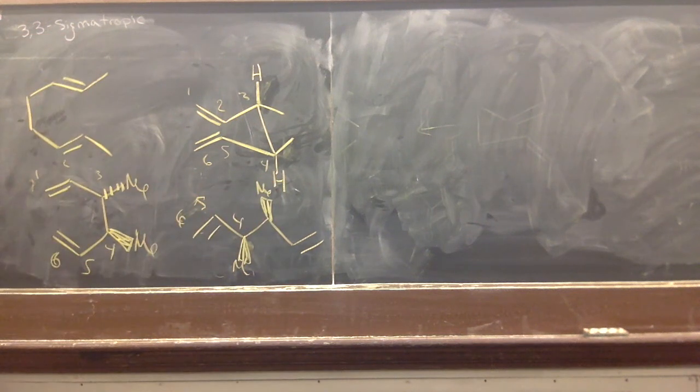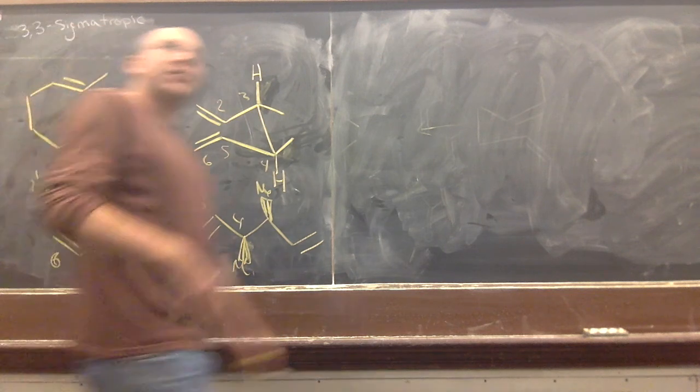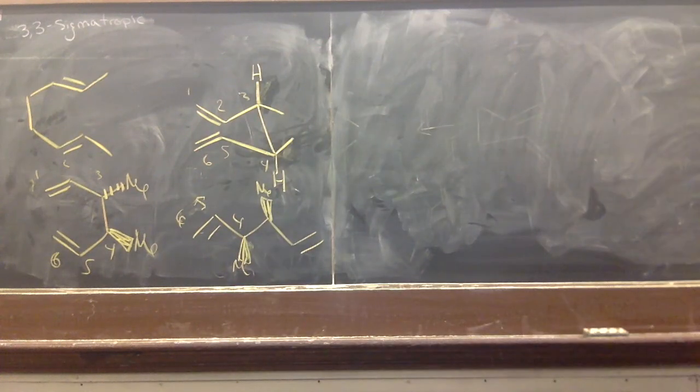Okay? So again, this is how you go about figuring out the stereochemistry of a Claisen rearrangement, of any of these sigmatropic rearrangements. Okay? So let's try another one. And I'm going to complicate it a little bit, where I will introduce additional stereochemical features.